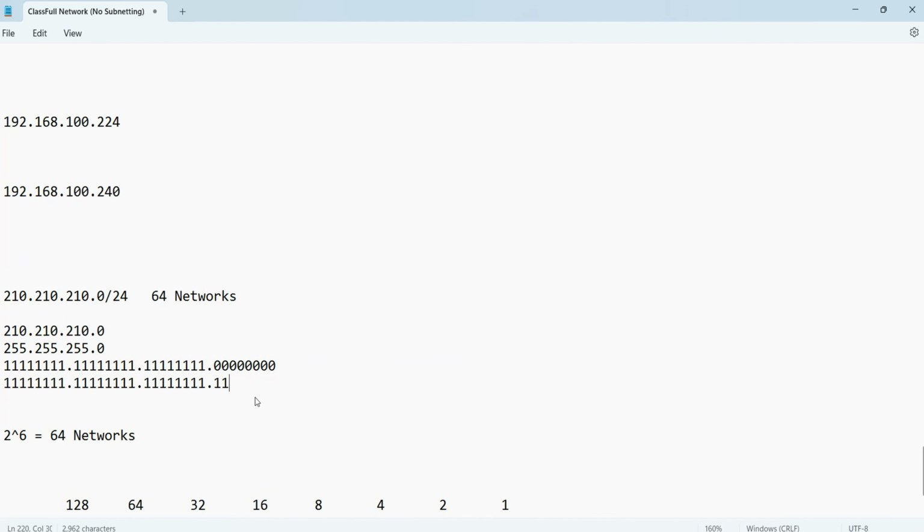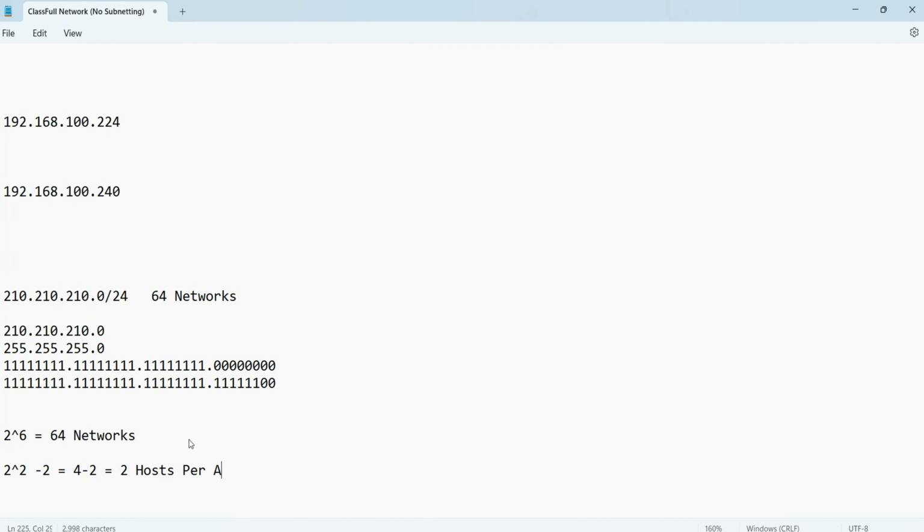And then 1, 2, 3, 4, 5, 6, 7, 8. So I put 6 ones and I have 2 zeros because I actually borrowed 6 bits. How many bits left for the host? 2 bits. Okay, so what does that mean? 2 to the power of 2 minus 2. Why minus 2? I cannot use the network ID. Remember, folks, we cannot use the broadcast. 2 to the 2 is 4, minus 2 equals 2 hosts per network.